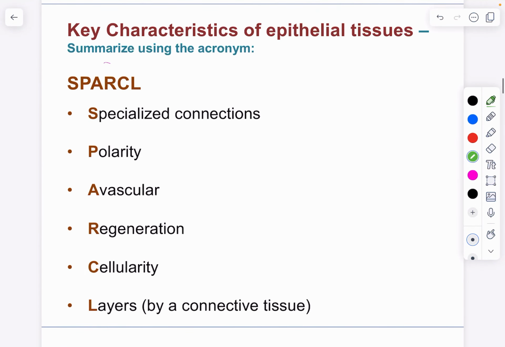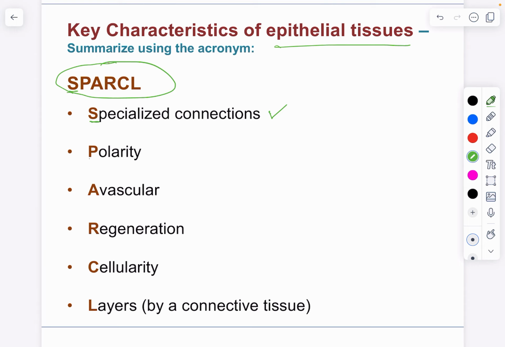There are key characteristics of epithelial tissue, and we can summarize these characteristics by using this amazing mnemonic called SPARKLE. Okay, it's an acronym where each letter of SPARKLE stands for a very important characteristic that epithelial tissue, all of them have. Okay, for the first one, which I've touched on already, but I'm going to show you another slide just to kind of drive it home, are these specialized connections. That's what the S in SPARKLE stands for.